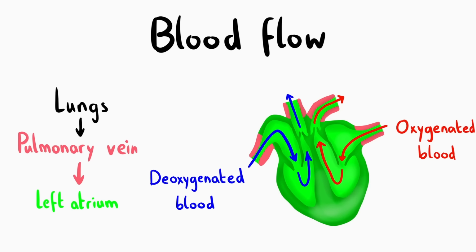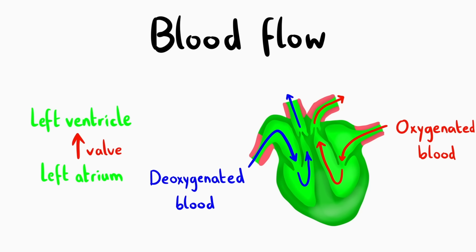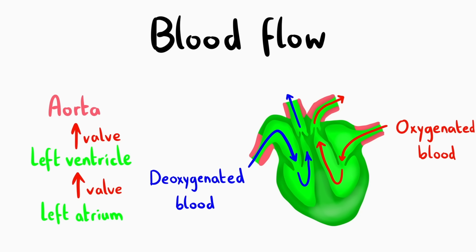After picking up oxygen in the lungs, the blood returns to the heart through the pulmonary veins, entering the left atrium. The left atrium contracts, pushing blood into the left ventricle. Finally, the powerful left ventricle contracts, forcing blood into the aorta, the largest artery in the body, which distributes it to all the other organs and tissues.